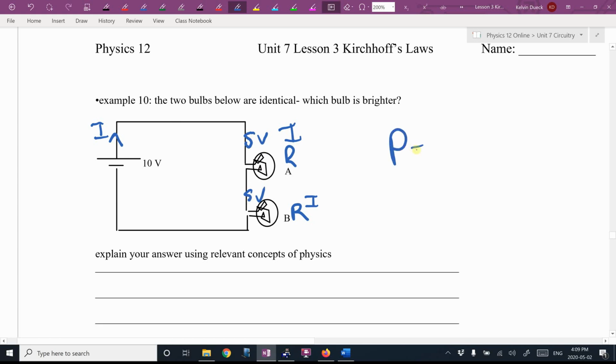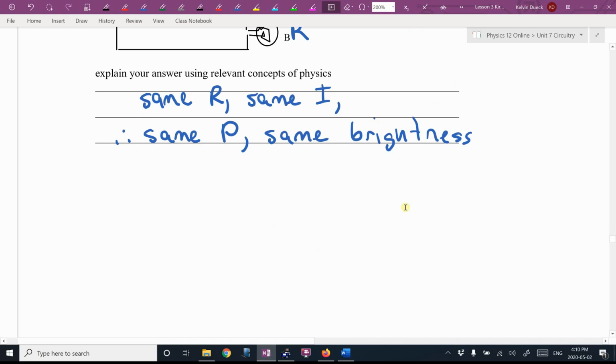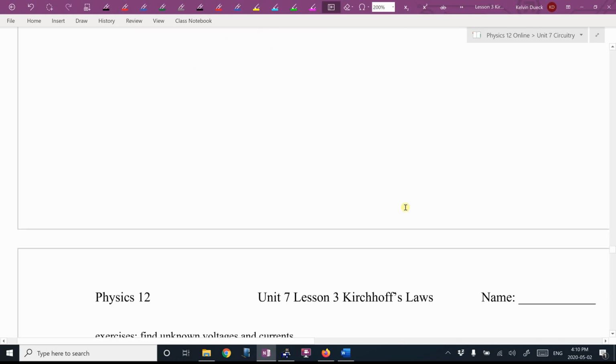I could also say, since I know that power is I squared R, same R, the question told me that, same I from Kirchhoff's laws, therefore same power, same brightness. Don't think that you'll always have the same brightness. These were just two generic questions that I threw at you. That is Kirchhoff's laws for current and for voltage. We need to practice this, and I'm going to be throwing a fair bit at you.